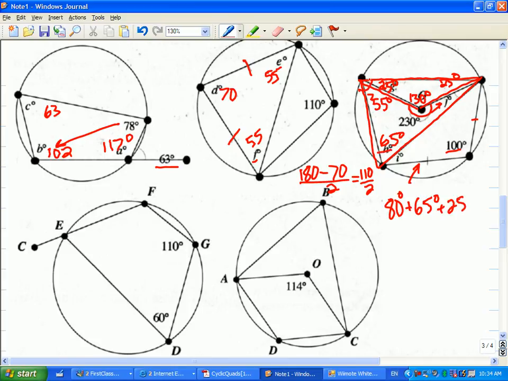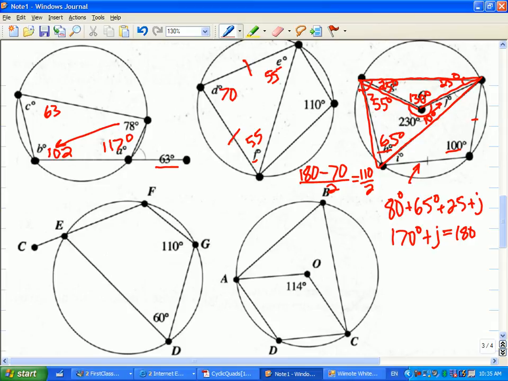This, and this, plus the missing one, which looks like a J. I can't really tell. I think it's a J. Has to add up to 180. So that means I'm going to have 170 plus J has to add up to 180. So J should be 10 degrees. So 10 degrees. Okay, and then let's see here.